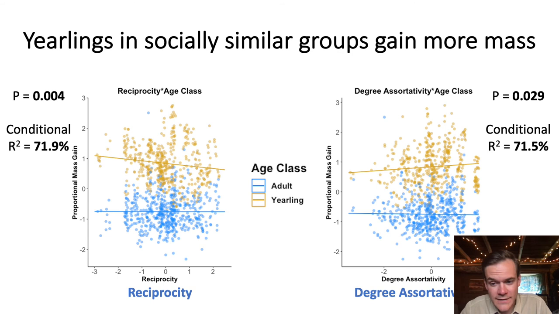Lastly, degree assortativity, which gets at the social homophily of a network, is good for yearlings. Higher social homophily in a group may lead to a reduction in social stressors, and interactions are more predictable and reliable. Having similar social partners can reduce the energy trade-off between maintaining and participating in social relationships and foraging behavior, anti-predator vigilance, and providing more time for foraging.